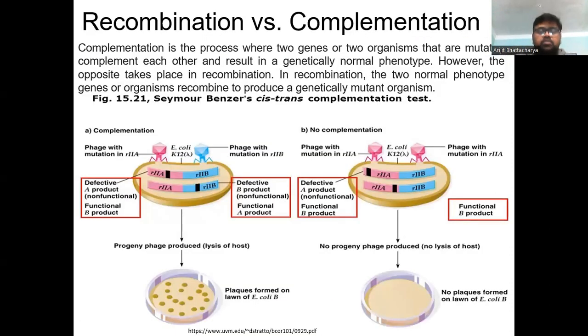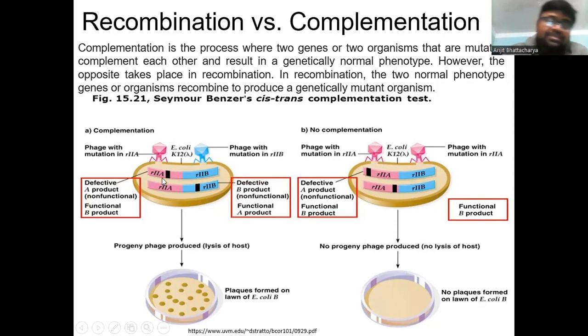After identifying different types of recombinants, they performed a test called the complementation test, also called Benzer's cis-trans complementation test. What is cis-trans? Imagine these pink and blue as two independent mutant phage. If the mutations are located on the same gene, or in the same locus, then we would call them cis. See here, the mutations are located on the same locus.